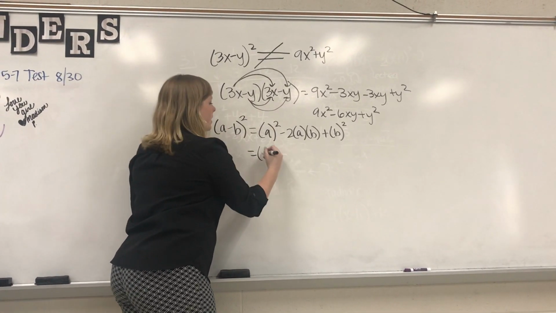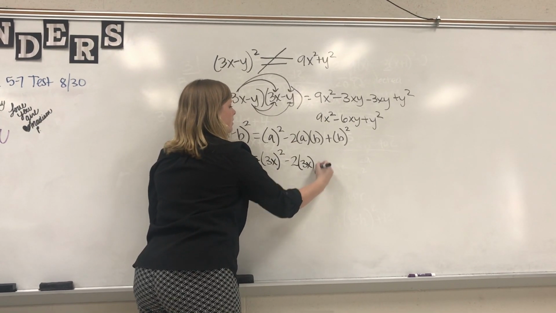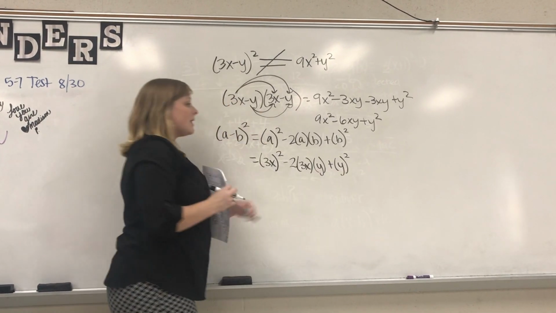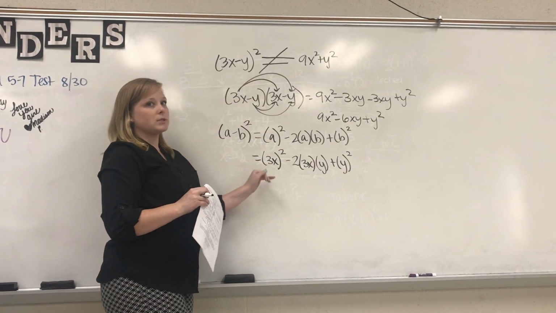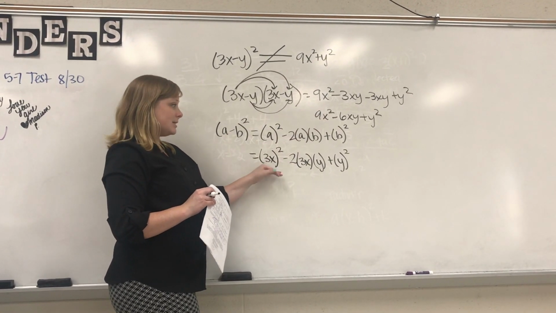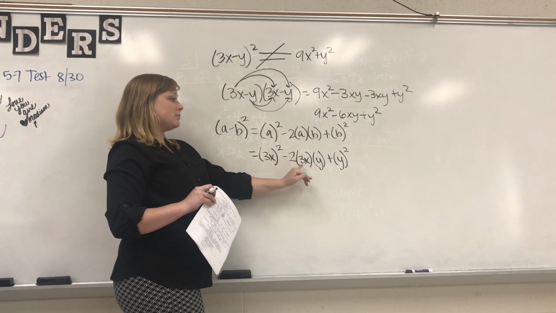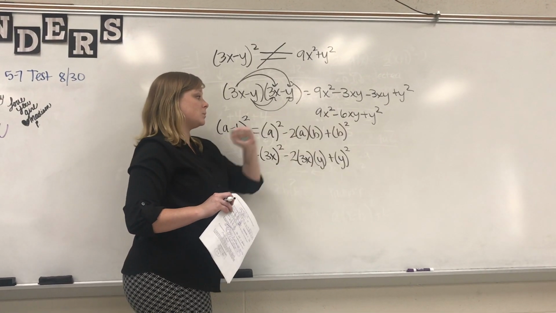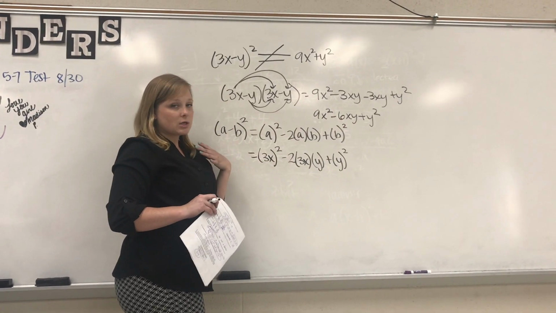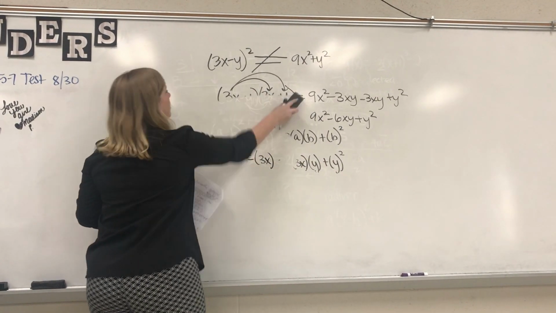So a squared minus 2ab plus b squared. This is how your multiple choice answer is going to look. It's not going to look like this, it's going to look like this. Now yes, these are the same thing. 3x squared is 9x squared. 2 times 3x times y is 6xy. Y squared is y squared. They are the same thing, but remember the notation they're going to use on the test is going to look like this. Okay. 13.